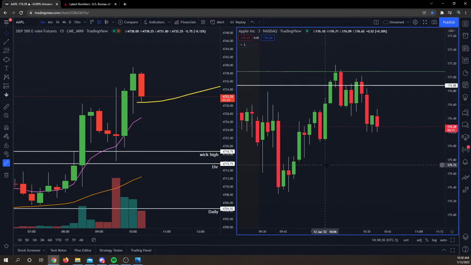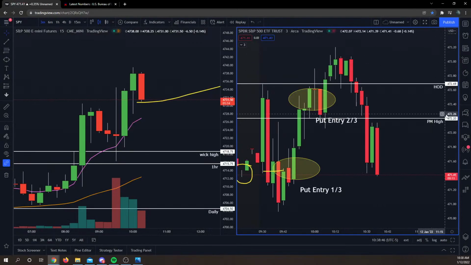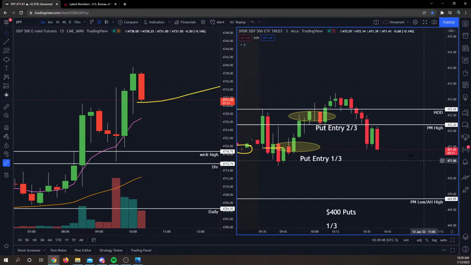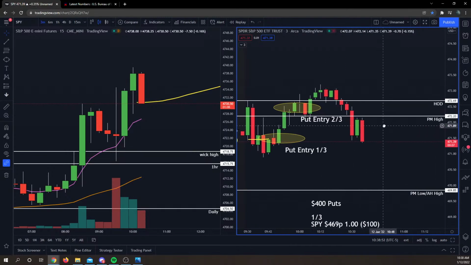Still over the 50 EMA. I can pull that up again to show you guys. Still over our 50 EMA on the candle, but our wick is below it. So looking back at SPY here, we had entered our last 50% as we started to get confirmation under our pre-market high. Now we're looking for a pre-market low.